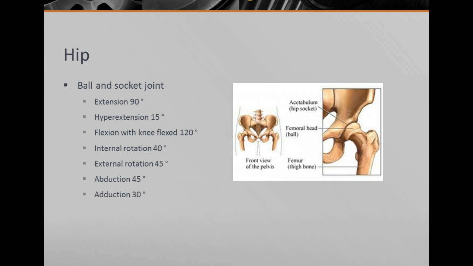The hip is a ball and socket joint. It has a rounded head of the femur and it fits into the acetabulum cavity. And it can extend, hyperextend, flex, internal rotate, external rotate, and abduct and adduct.